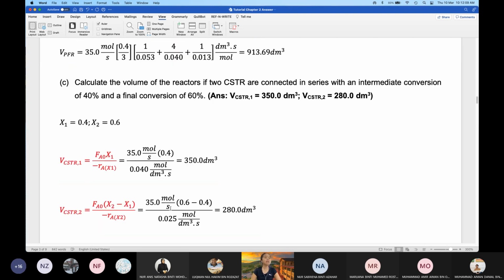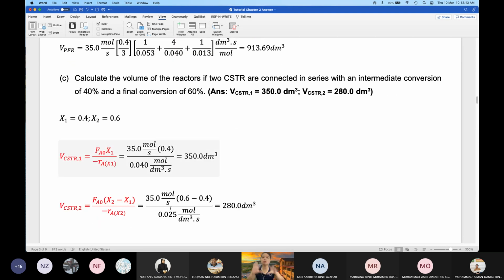Okay, so if you remember, for two reactors in series, we have to find two reactor volumes. So we find for the first reactor, volume CSTR1 equals to, if you remember for the first reactor, the formula is similar to a single reactor. The only difference is it becomes FA0 X1. You have to write X1, you cannot write X. Because in this question there are two X, X1 and X2. So you have to specify that for the first reactor, it is X1, divided by minus RA at your X1. So FA0 is still the same because the question does not change the concentration or your volumetric flow rate, your FA0 is still the same. Okay, so 35 mole per second.